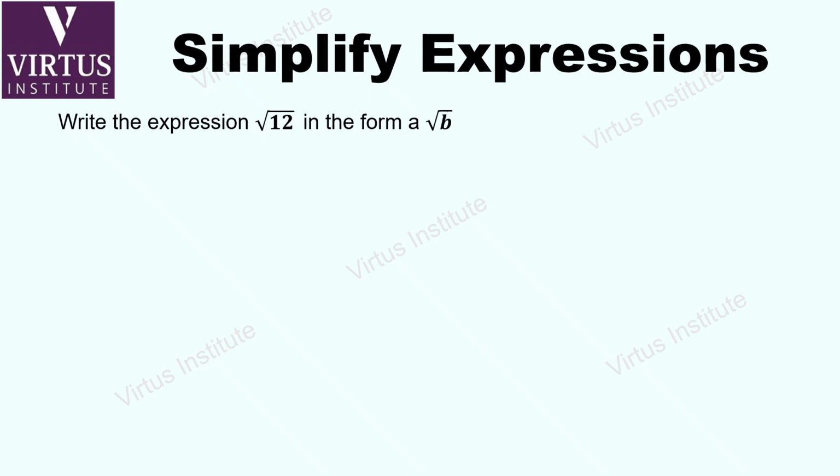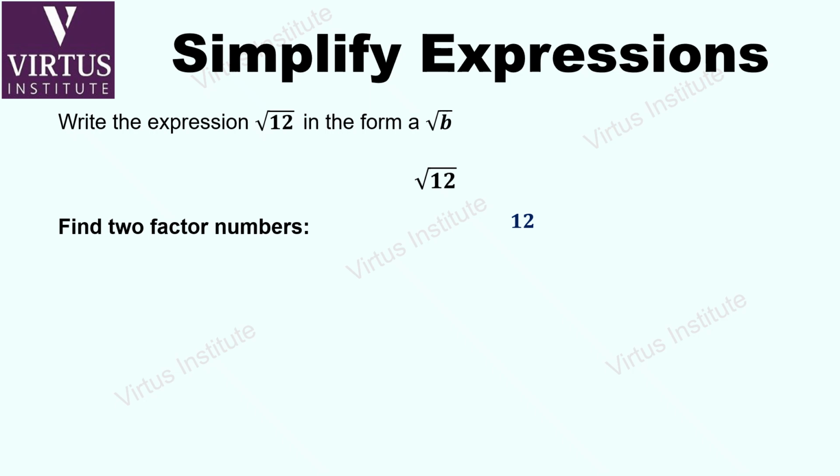Let's express square root 12 in the form of a multiplied by the square root of b, where a is the number outside the square root sign, that is the coefficient, and b is the number inside the square root sign. To simplify square root 12, first find the factor pair of 12 that contains the largest perfect square.